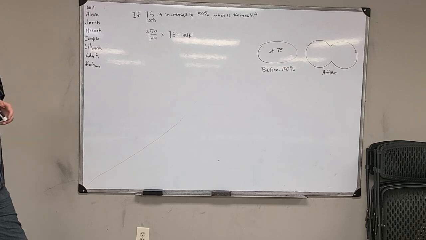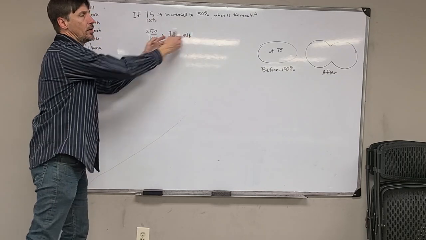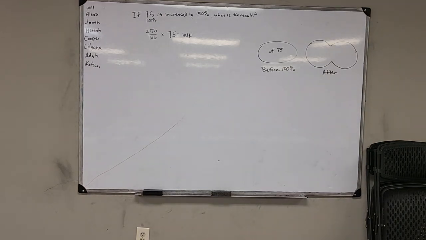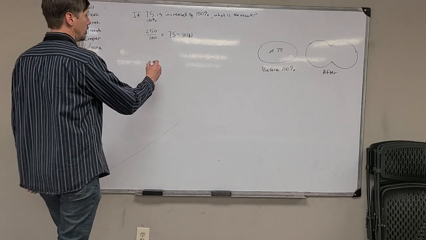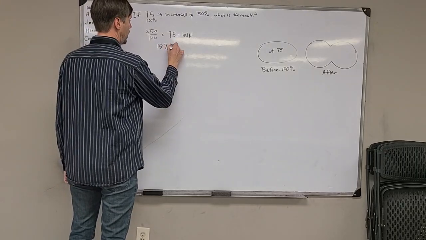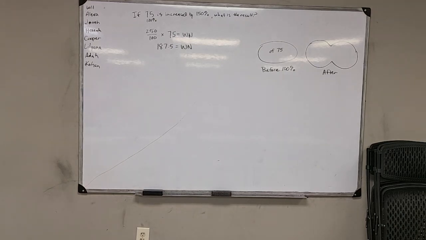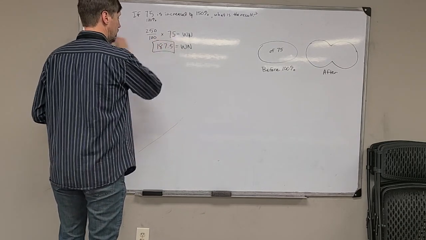Now this is actually the easiest one that we've done so far, because we don't have to multiply by the reciprocal to get rid of the fraction, since all of our numbers are already over here and our unknown is on one side by itself. So we just have to punch in our calculator 250 times 75 divided by 100. What'd you get? 187.5. 187.5 equals our what number? So that's the answer to the question.